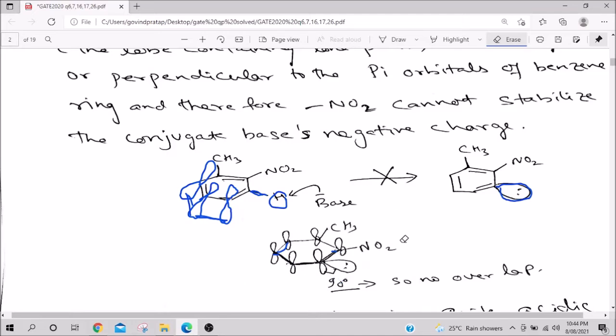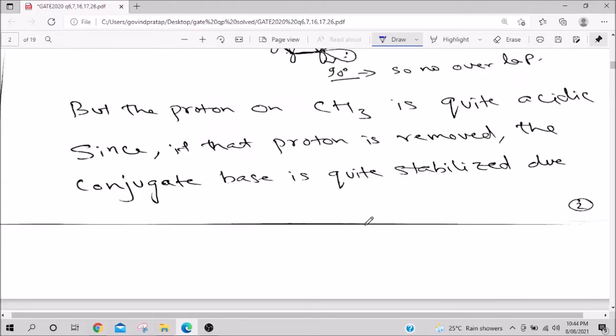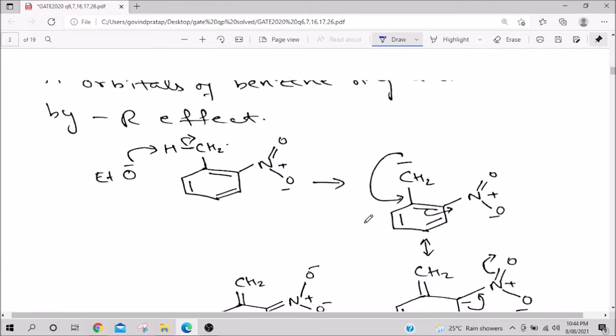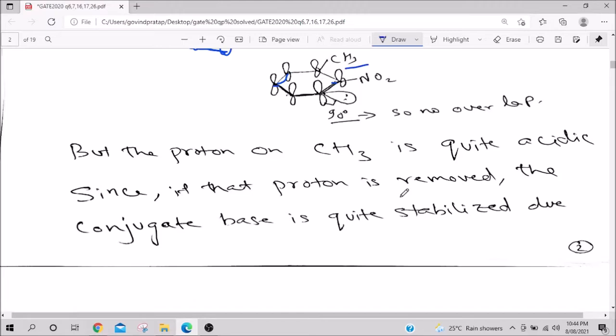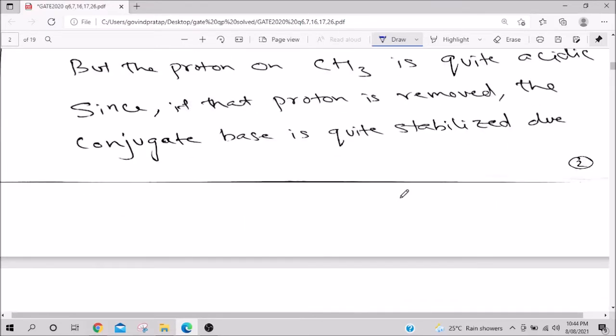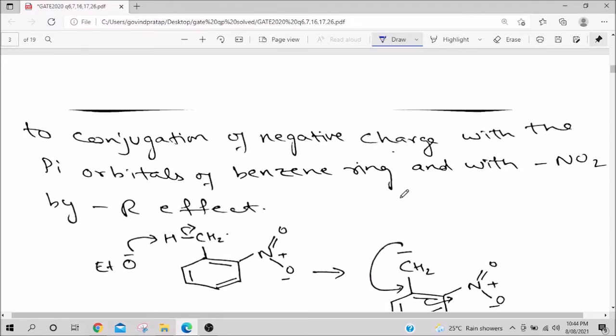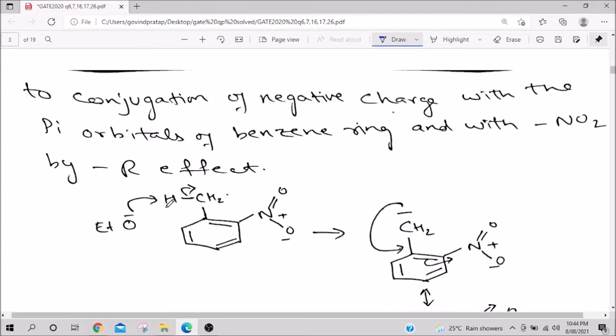So what I am left with is the proton of the methyl group. Methyl group protons are quite acidic. Generally a methyl group proton will not be acidic because an sp3 hybridized carbon is not at all electronegative. But here it is stable.